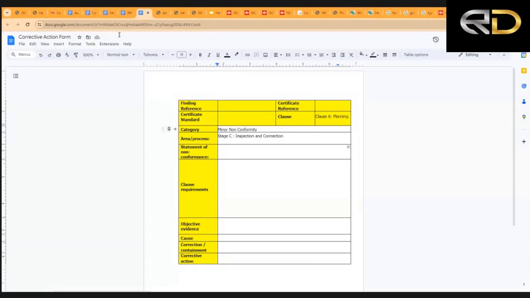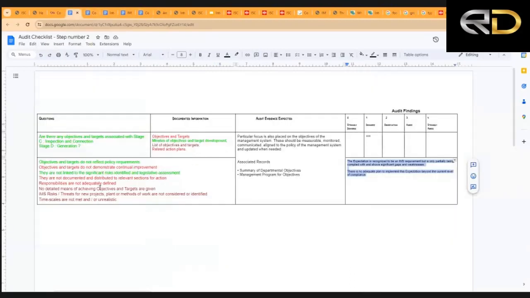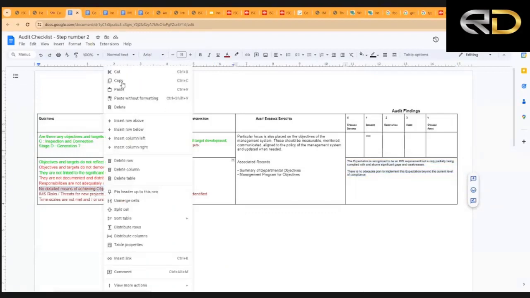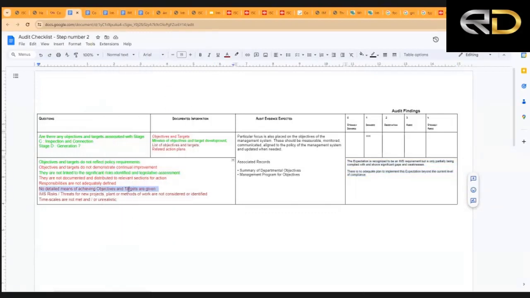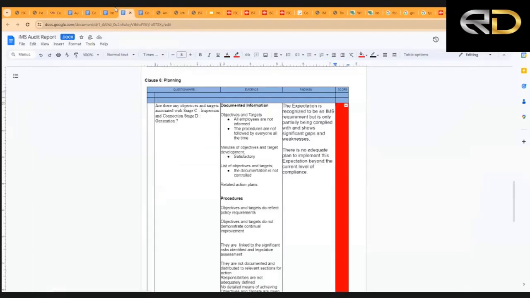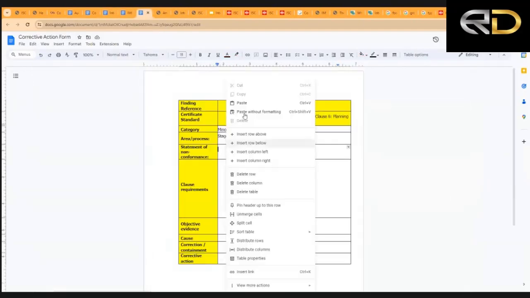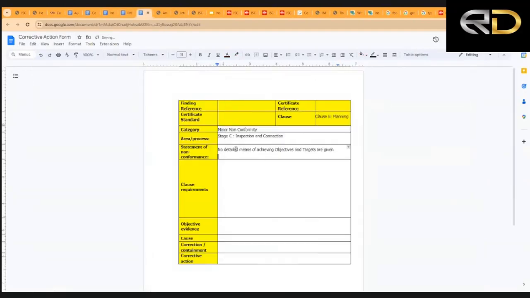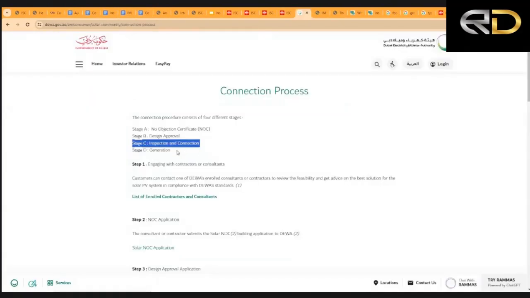Statement of the non-conformity, what exactly is it? The statement of the non-conformity should always be basically a red flag. Why is it so? Because a red flag represents a deviation from the procedure. So that is a statement of non-conformity. You write the red flag: there are no detailed means of achieving objectives and targets that are given in step number 6.